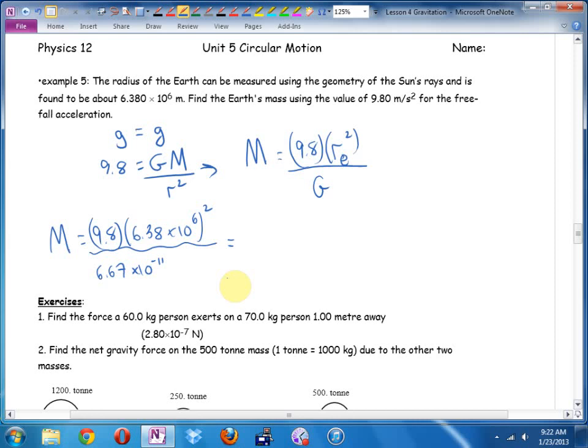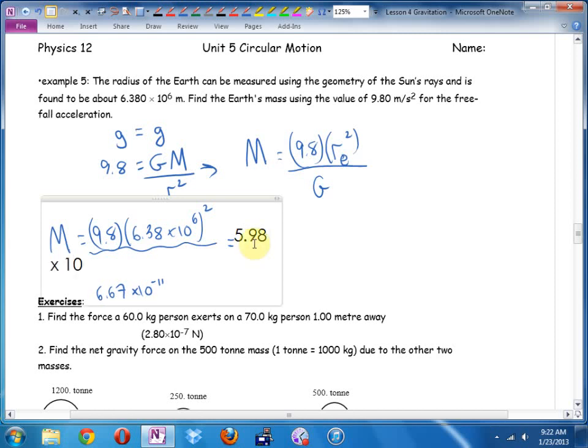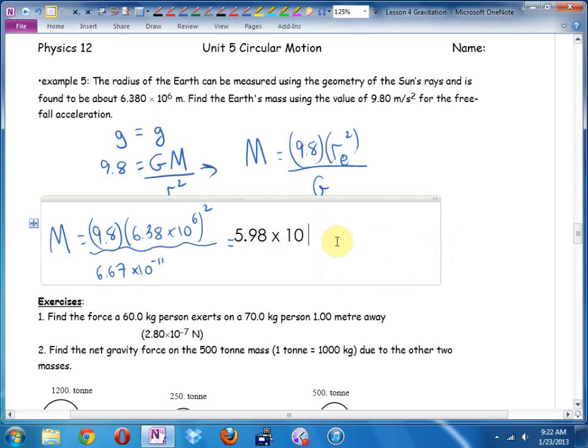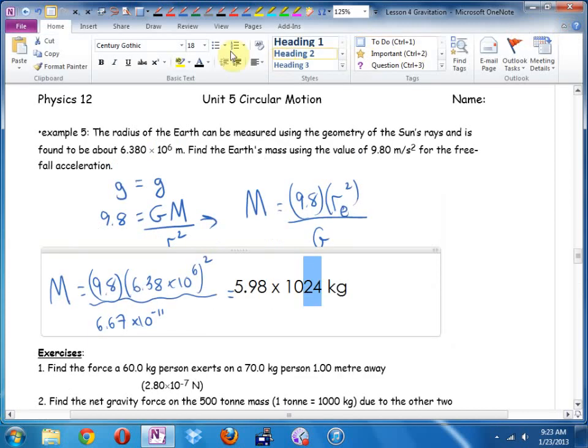Come on, pen. 5.98 times 10 to the 24th kilograms. But I need to make this a subscript. My pen just stopped working. There we go.